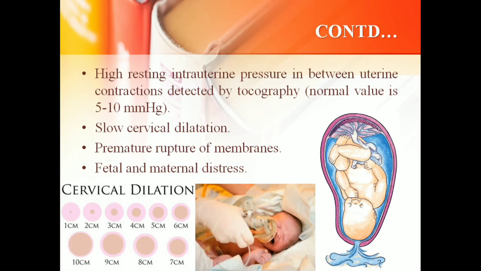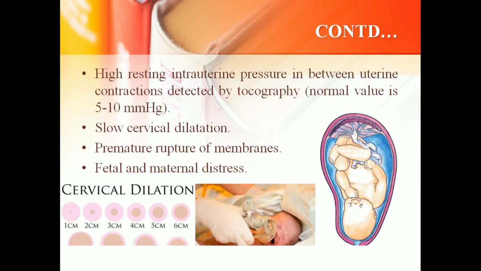Then the cervical dilatation will be slow. We already know that cervical dilatation occurs as 1 centimeter, 2 centimeter, 3 centimeter slowly, and when it is fully dilated, it is 10 centimeters. You can see here in the image. It is 1 centimeter, so small, then 2 centimeters, then it will increase gradually, and at full dilatation it is 10 centimeters. So the cervical dilatation will be slow with this. Then premature rupture of membranes is also there, and fetal and maternal distress will also be there. So these are all the characteristics of spastic lower segment.